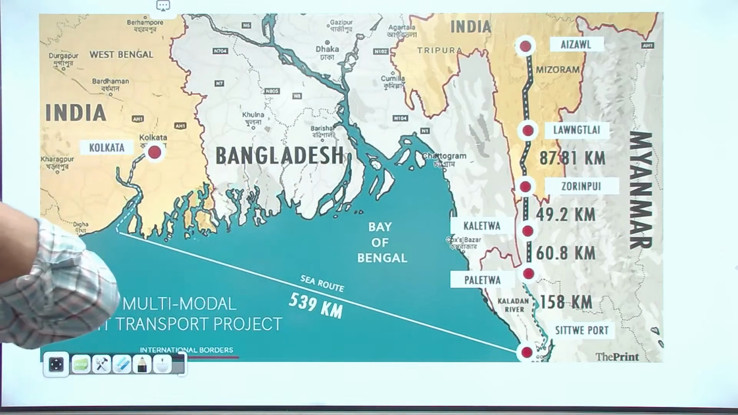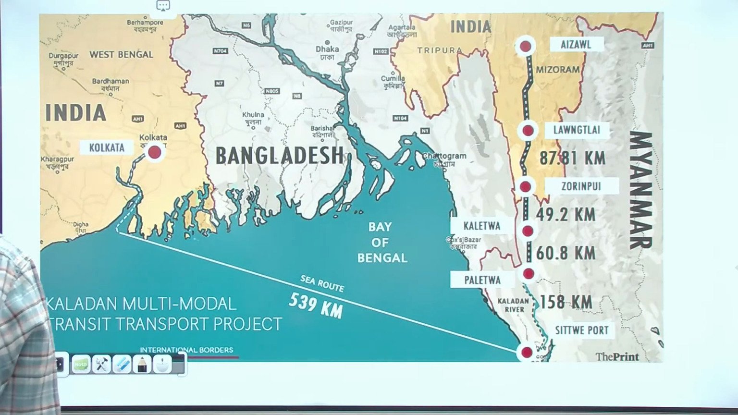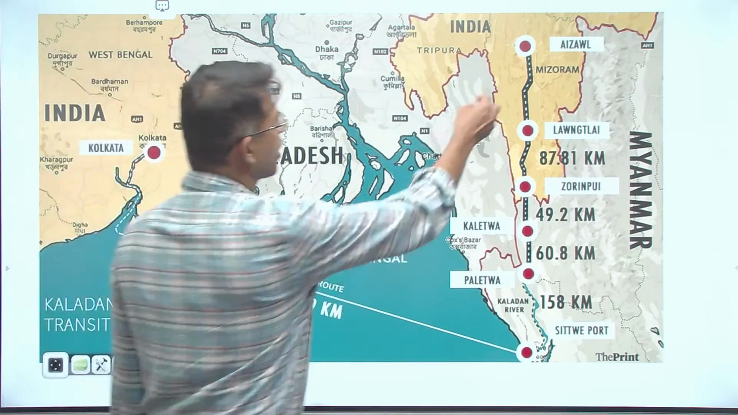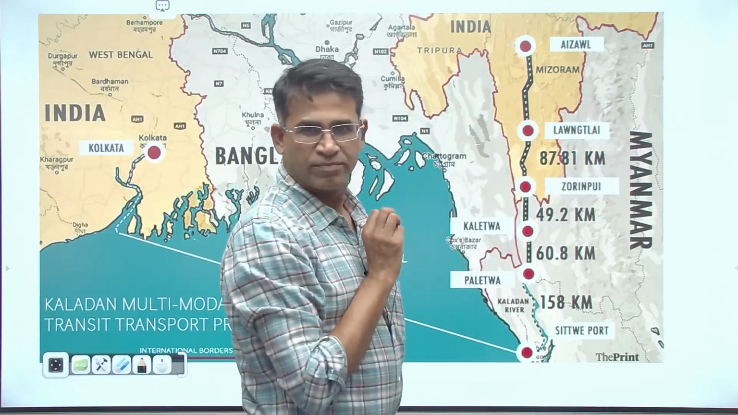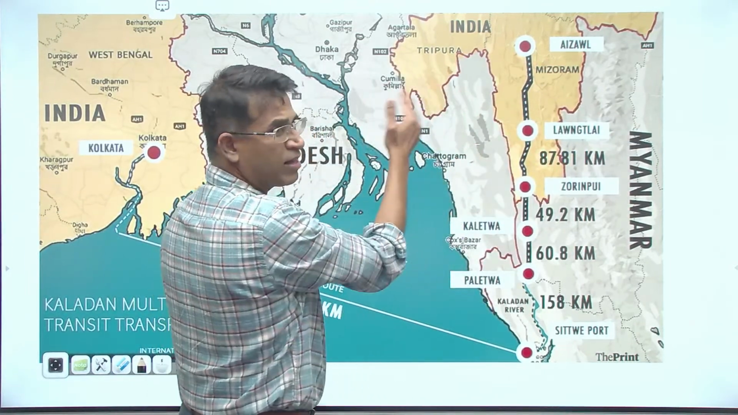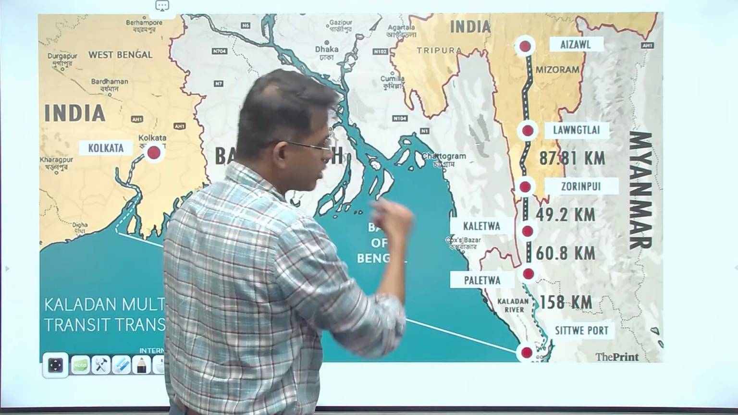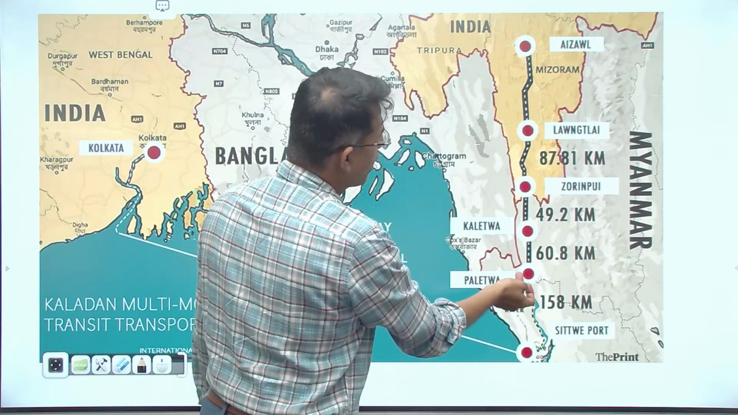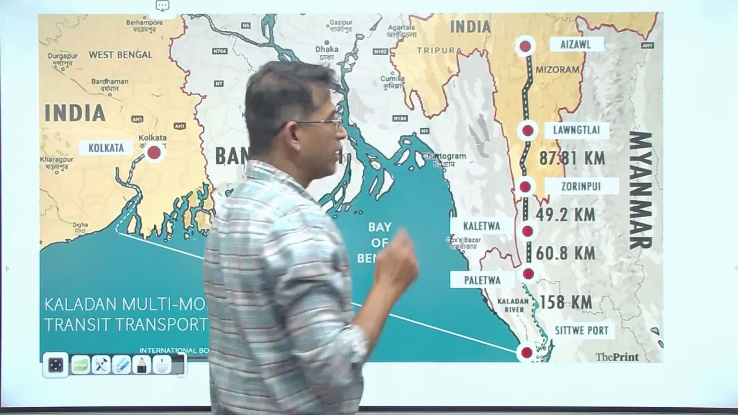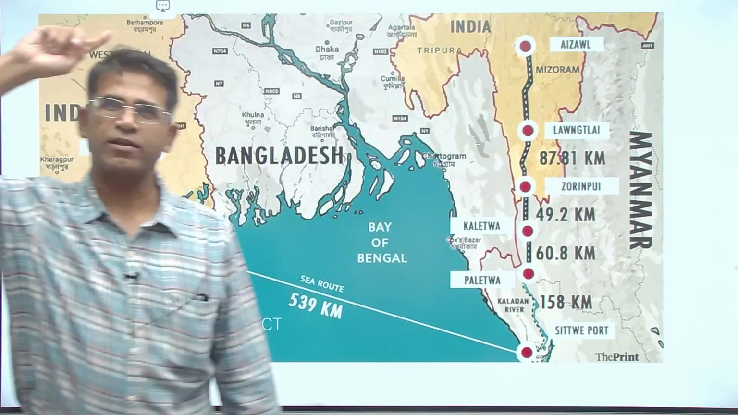ठीक है? Mizoram has a boundary with Myanmar, not Tripura. ये common mistake हो जाता है. So how I remember is M for Mizoram, M for Myanmar. Tripura is further on the western side. So from Sitwe to Paletwa and then to Aizawl. So this is your Kaladan project.